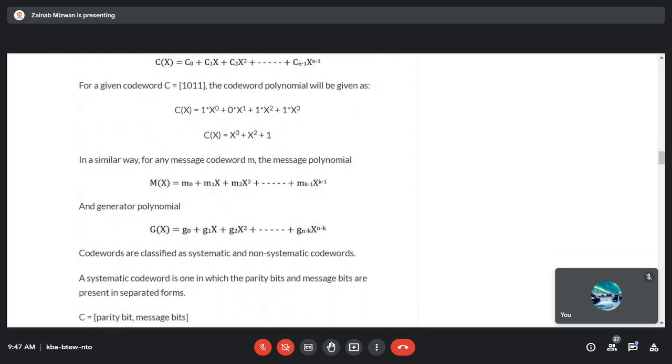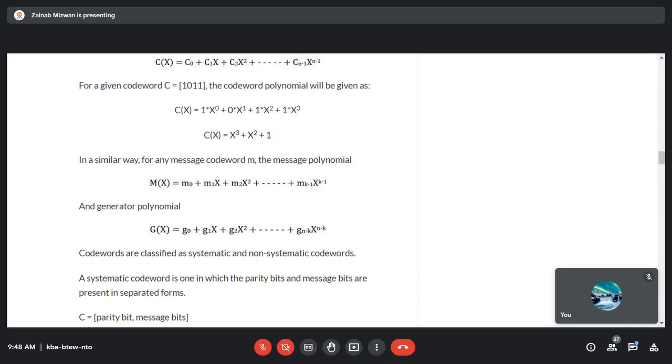Now as you can see over here, in a similar way, for any message code word M, we have the message polynomial. What is the highest power of x in the message polynomial? x raised to k minus 1. What is k? K is nothing but the number of bits in a message. How many bits are in your message, that will be the value of k. And the highest power of x over here will be k minus 1.